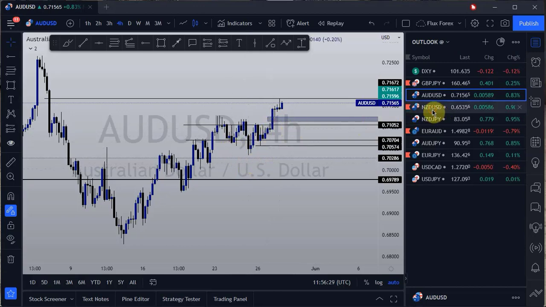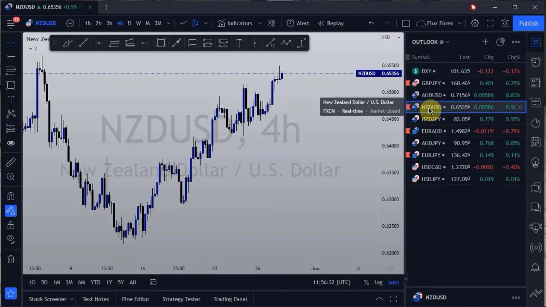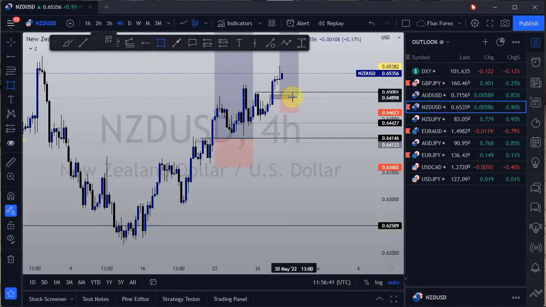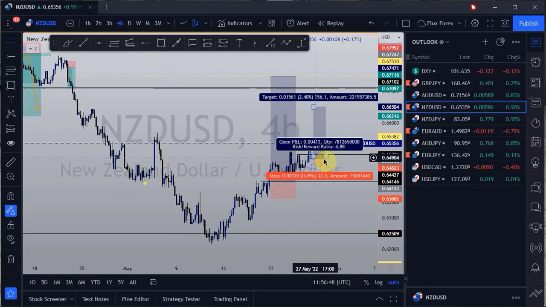Let's look at what is happening on NZDUSD. AUDUSD and NZDUSD should have the same expectation. For NZDUSD too, there has been a creation of a fair value gap. I've even marked that here. This is where I'll look forward to entering the market on NZDUSD.